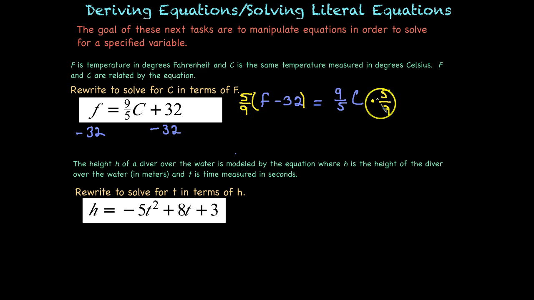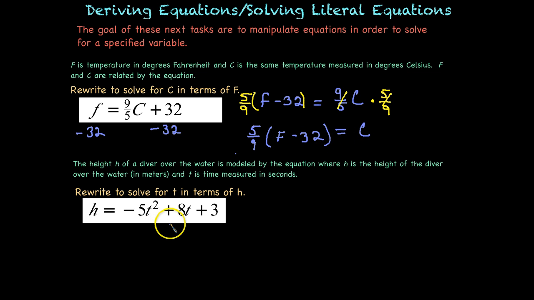Notice 5/9 is just the reciprocal of 9/5. 9/5 times 5/9 is just 1, and we are left with C, which is what we want. It's now isolated. And on the left side, we could distribute the 5/9 to the F and the 5/9 to the 32 by multiplication, or for simplicity's sake, we'll just leave this as 5/9 times our Fahrenheit minus 32. And that's a quick way to take our Fahrenheit temperature and turn it into Celsius.